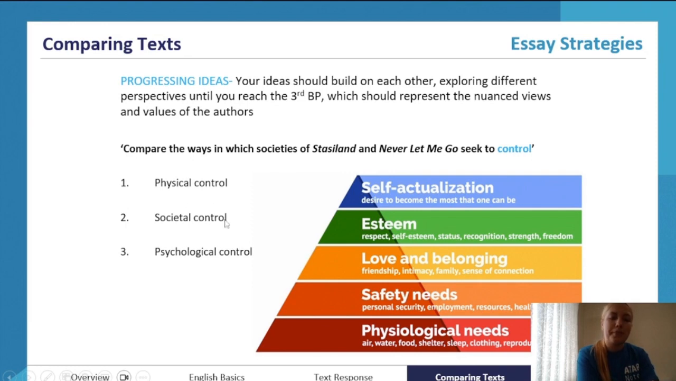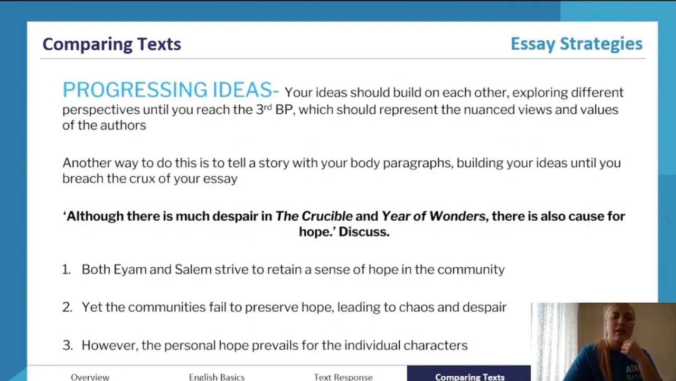So, physical control would be impacting this. Societal control could control your esteem and your love and belonging. And this kind of overlaps with psychological control as well. But psychological control would also be with your self-actualization, your ability to fulfill your goals and wants and dreams. And we will depict how the societies within these texts affect this hierarchy of needs and how that makes people feel very bad and very controlled. What kind of impact does it lead to?